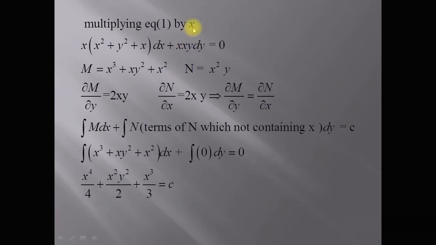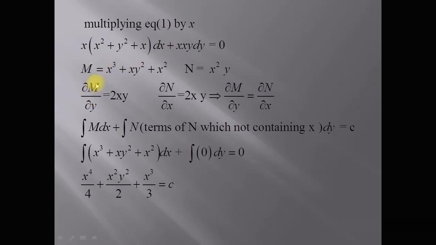Now multiplying this integrating factor x with equation number 1, we get x into (x square plus y square plus x) dx plus x into x y dy is equal to 0. Now the new function M is x cube plus x y square plus x square, and the new function N is x square y.